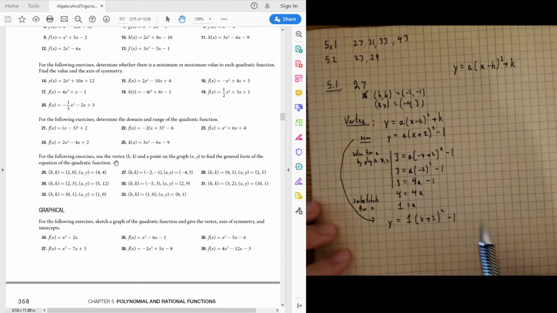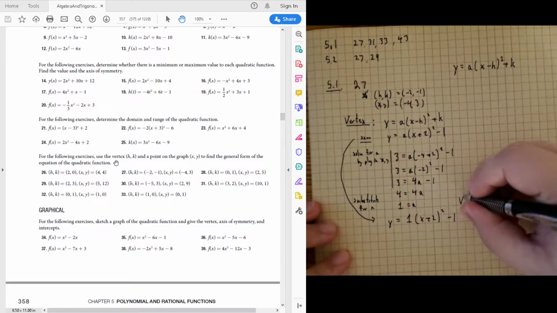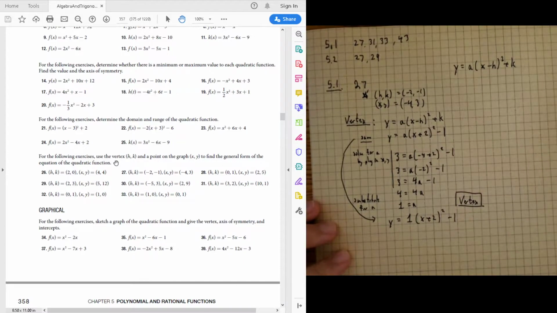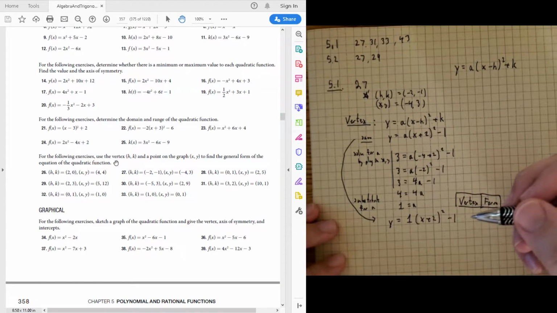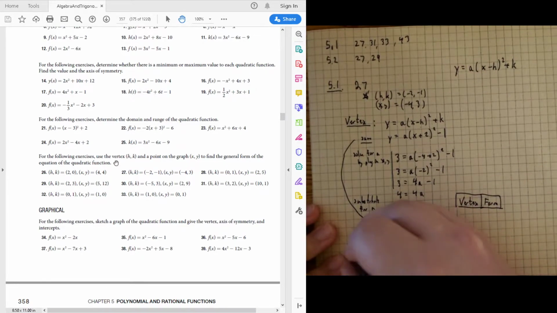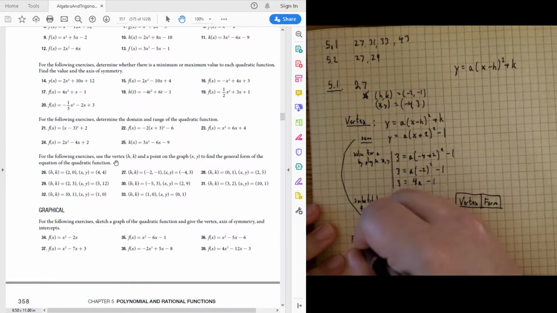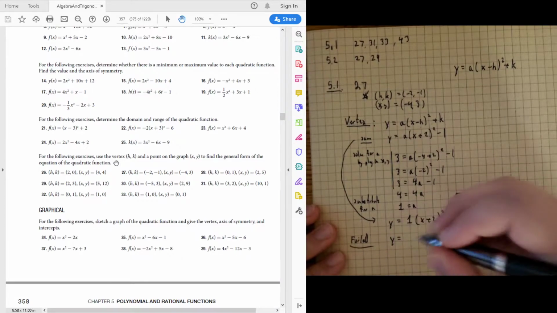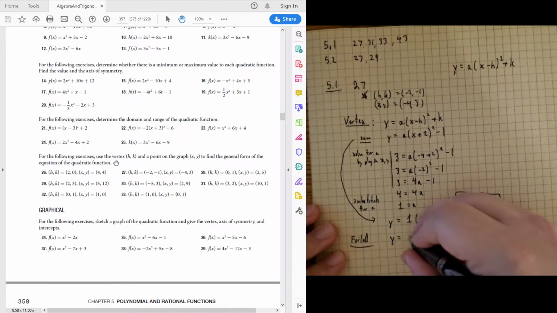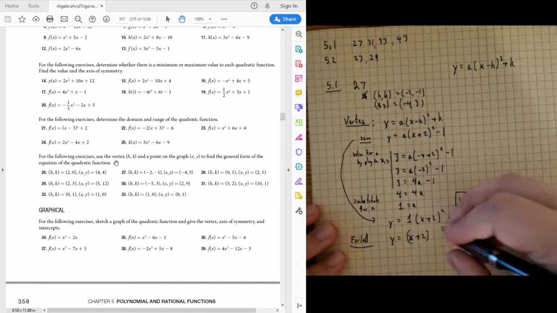Now, this is considered vertex form. So if the question just said to get an equation, vertex form is acceptable. However, the question specifically states, and this is where reading your directions is really important, to find the general form of the equation. The general form is when this equation is actually FOILed out. So now I'm going to take the time to do that. So let's foil this out. Multiplying by 1 doesn't do anything, so the 1 is going to disappear. Remember, anything squared is just that thing times itself.